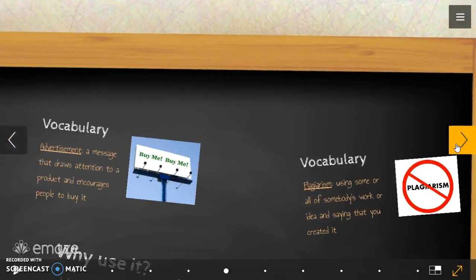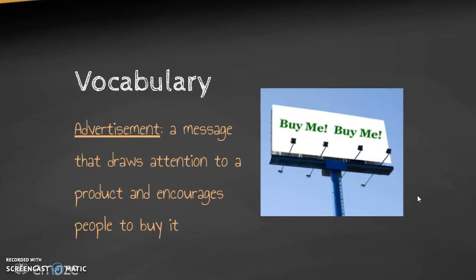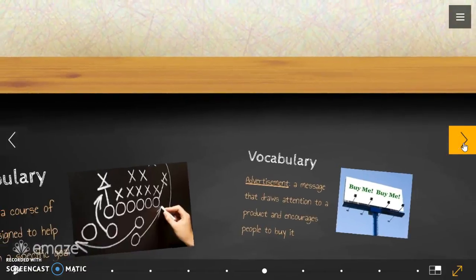So let's keep going. We have advertisement. So I touched on this a little bit. An advertisement is a message that draws attention to a product and encourages people to buy it. So most of the time, if you're on a website and it is encouraging you to buy something, whether that's from that website or from a different website, most of the time that website isn't that reliable because its main purpose is for you to purchase something rather than just for you to get correct information. So keep an eye out for those.